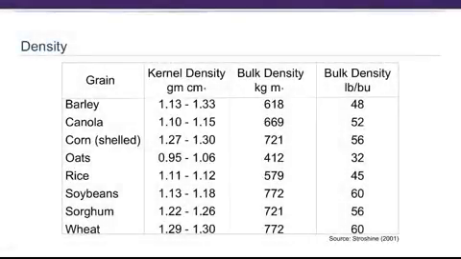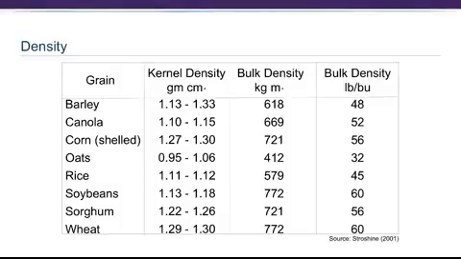Here are some values for kernel and bulk densities of different grains. Again, you can see most kernel densities are in the range of 1.1 to 1.3 grams per cubic centimeter. So the dry matter in the grains, the starches and proteins and so on, all have similar densities.